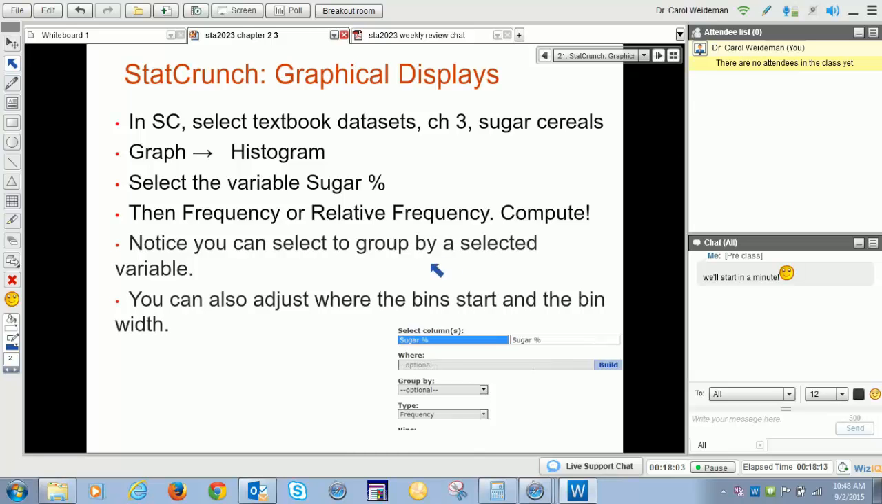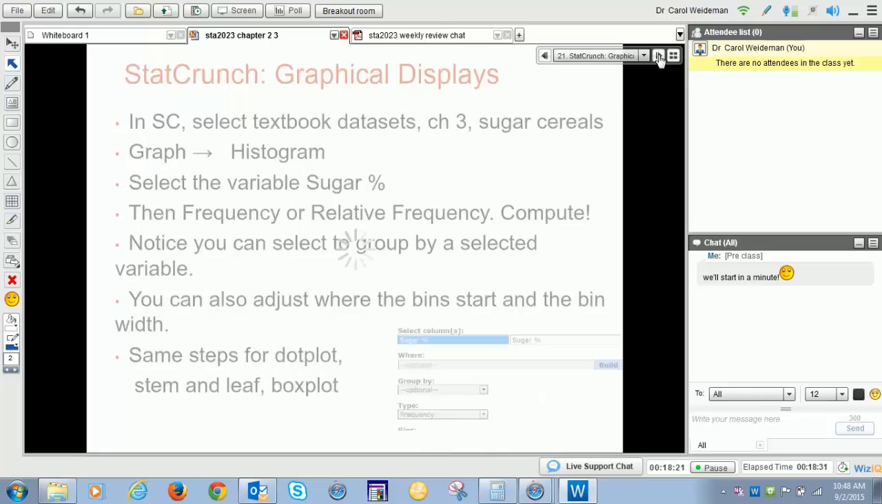And notice you can also select a group by a selected variable if you wanted to, and then here's where you pick frequency or relative frequency. You can also adjust where your bins start and the width of your bin too. And you're going to take the same steps when you're working on a dot plot, a stem and leaf, or a box plot. You're going to have the same choices here in the window where you create the display.